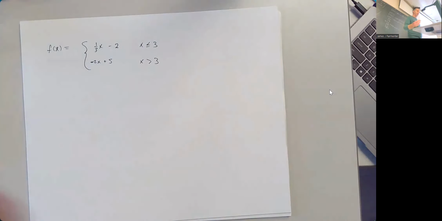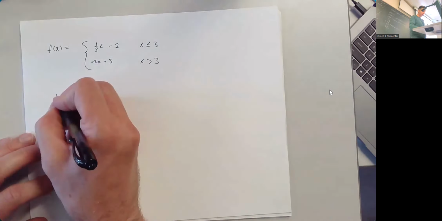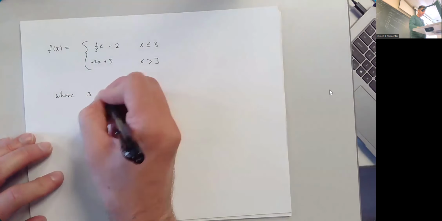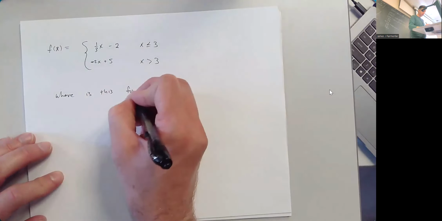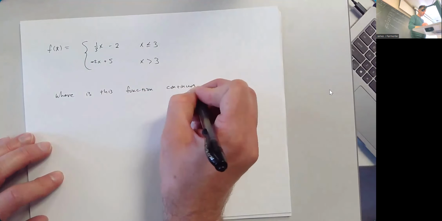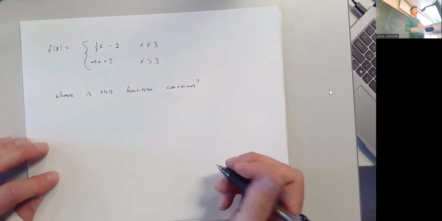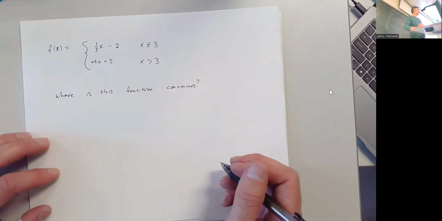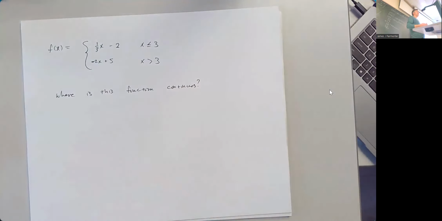So if I was trying to figure out where this function is continuous, what I'm really asking is, where is it not? Because really, most functions are continuous at most values of x. There's usually just 1 or 2 or 3 where it's discontinuous.